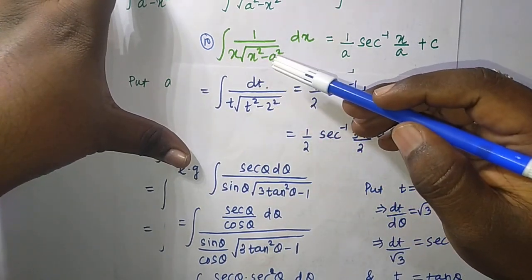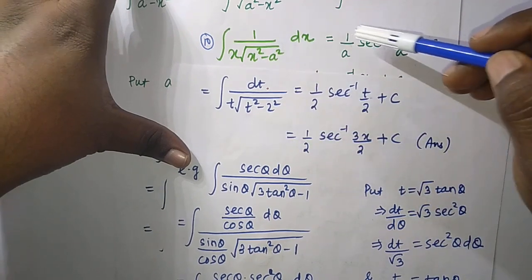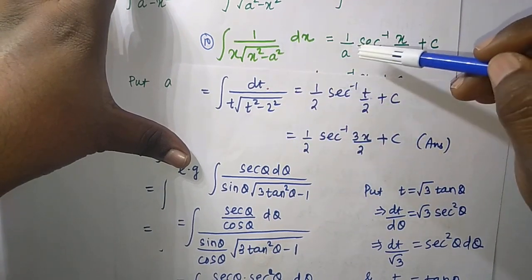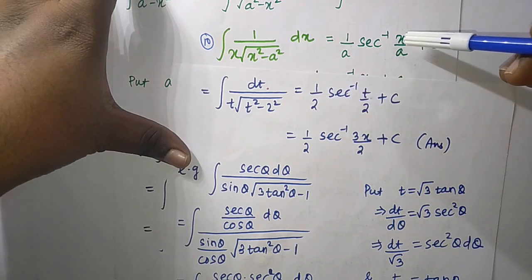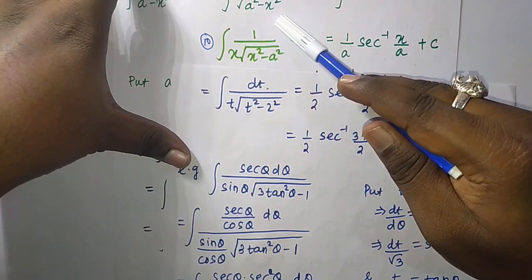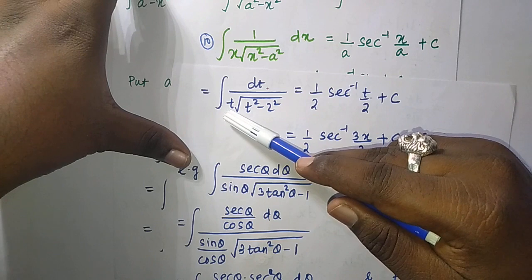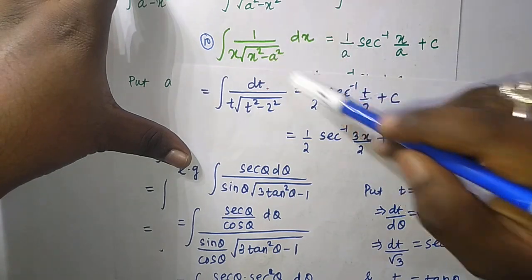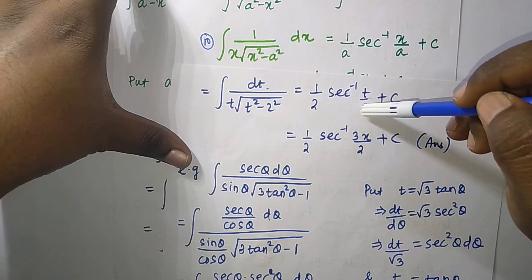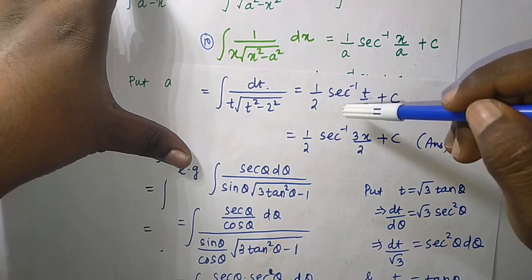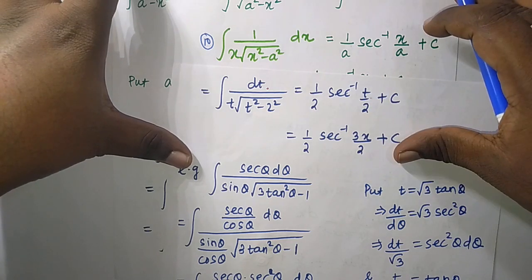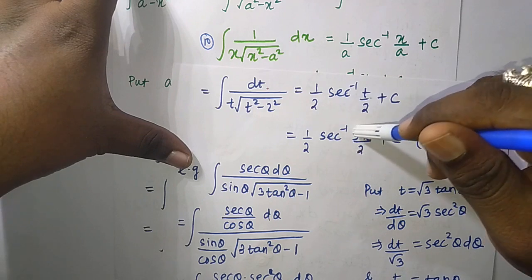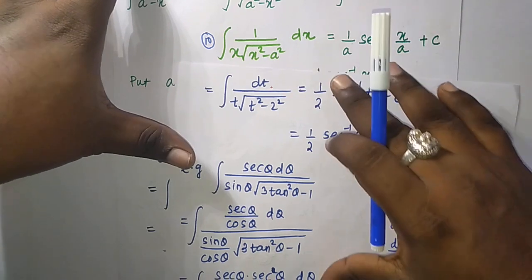See, here in place of a, 2 is there, so you will get 1 by a, a is here 2, so 1 by 2 into sec inverse x by a. The formula was in x form, but here it is in t form, so write t here, and a is 2, so 1 by 2 sec inverse t by 2 plus c. Okay, and put the value of t. We have taken t as 3x, so put 3x in place of t. Okay, got it.